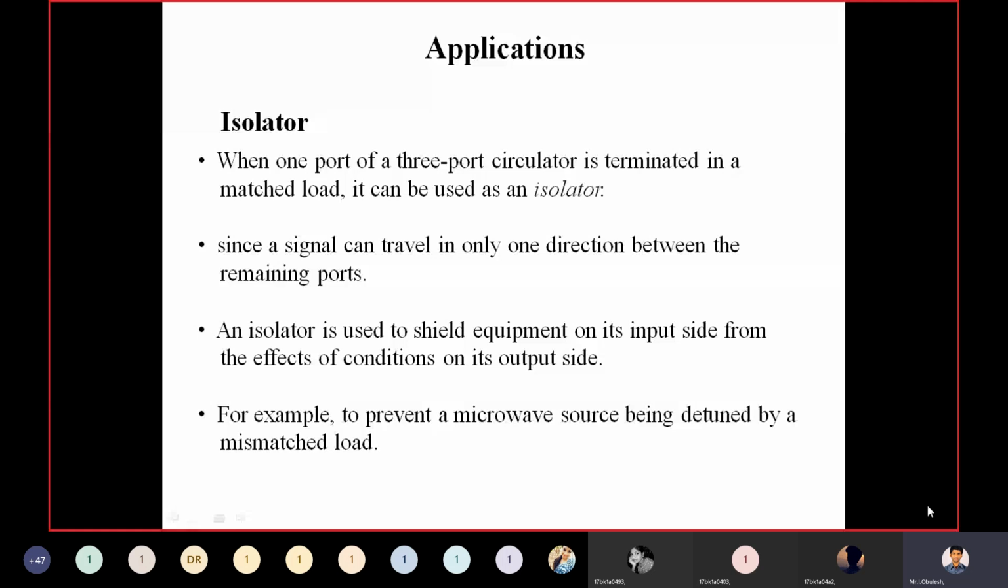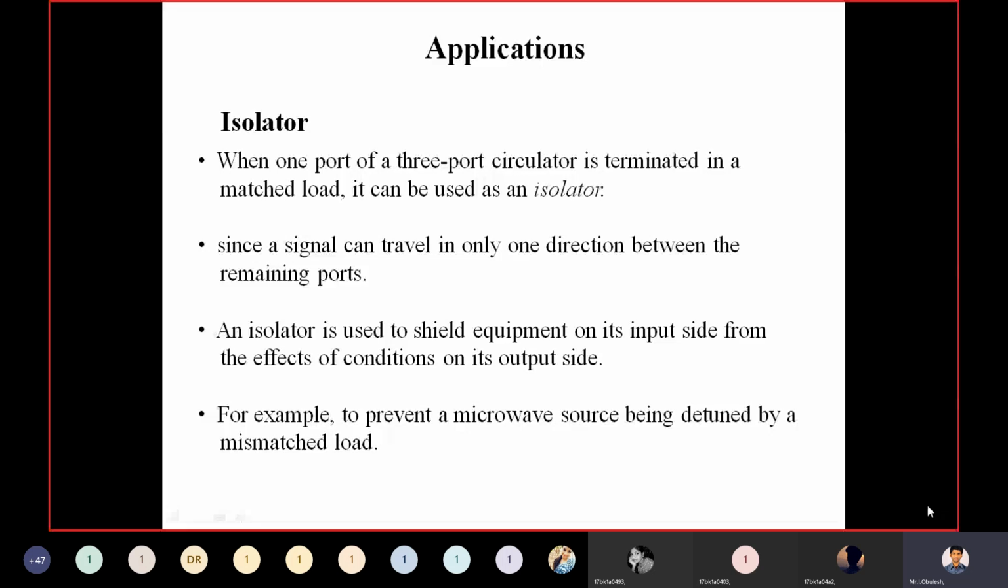When one port of a 3-port circulator is terminated in a matched load, it can be used as an isolator, since a signal can travel in only one direction between the remaining two ports.